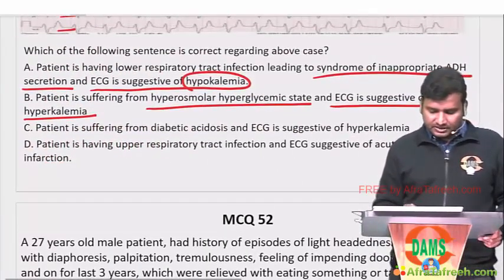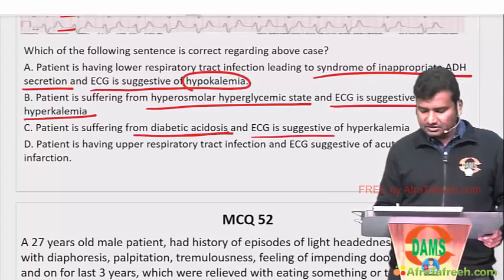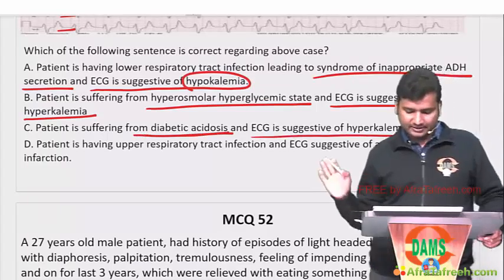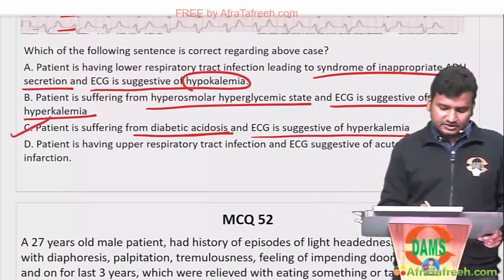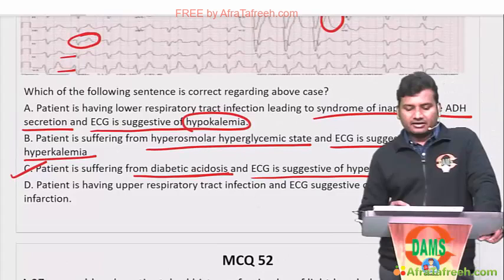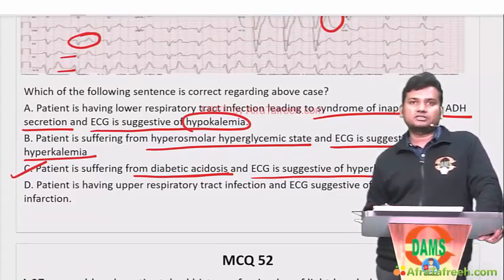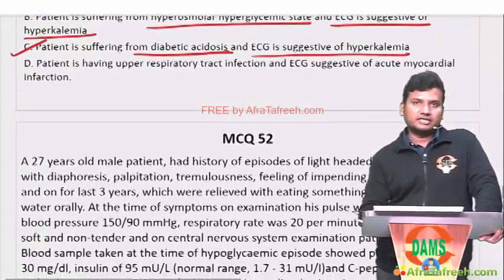Next, patient is suffering from diabetic acidosis. ECG suggestive of hyperkalemia. It is correct. So option C. Option D, patient is having upper respiratory tract infection and ECG suggestive of acute myocardial infarction. No, it is a completely wrong sentence.